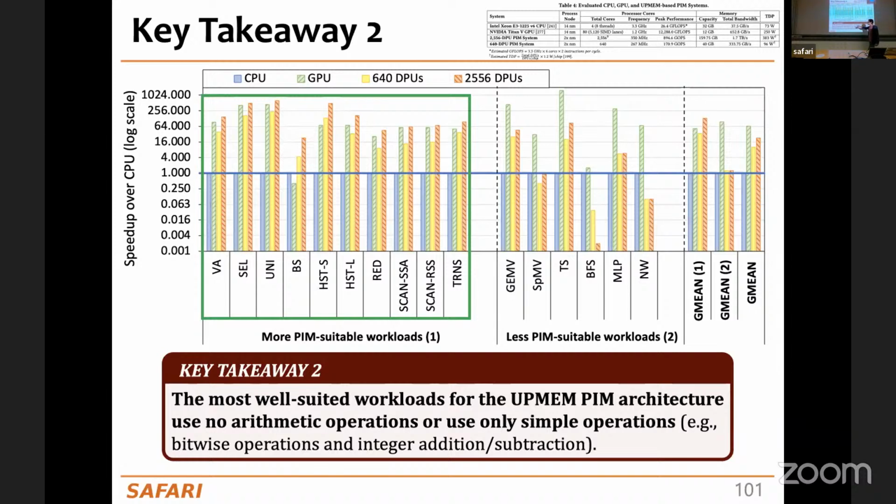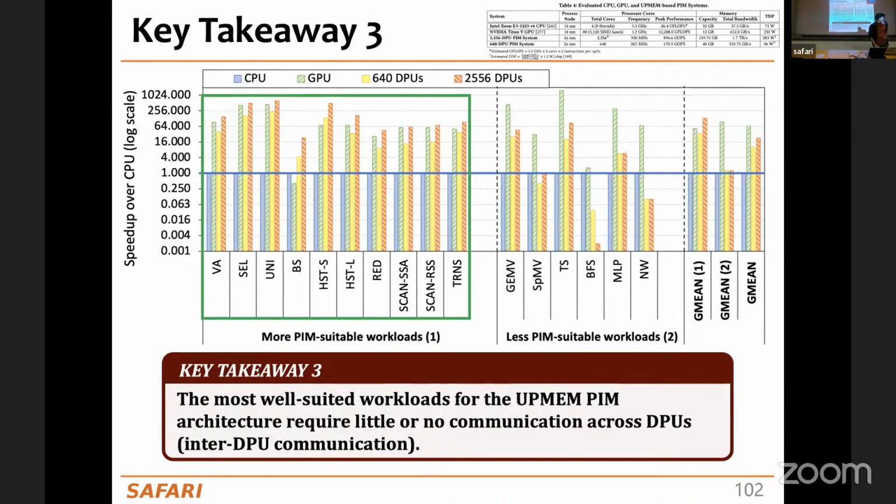The workloads that are most well-suited, so these ones here, use no arithmetic operations or only simple operations. Remember that multiplication, division, and floating point calculations are very costly in this architecture, but if your workload is just using addition and subtraction, then you are perfectly fine. You will be faster than the GPU in this part here.